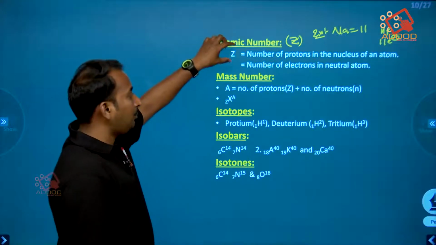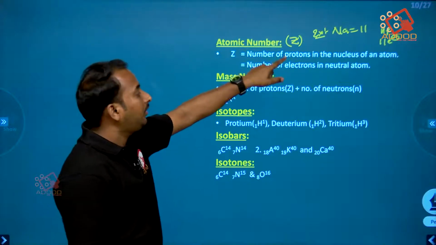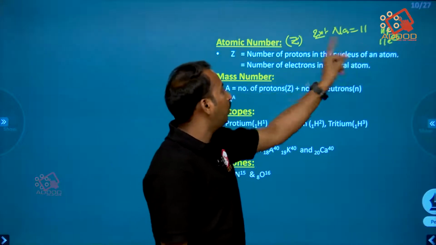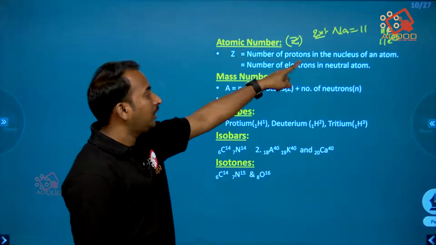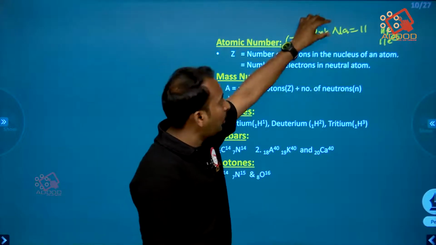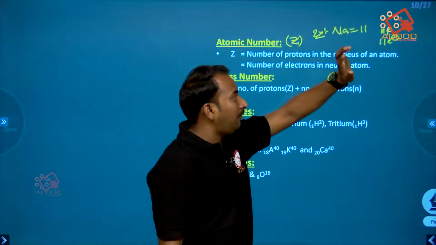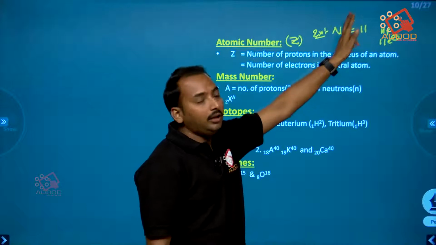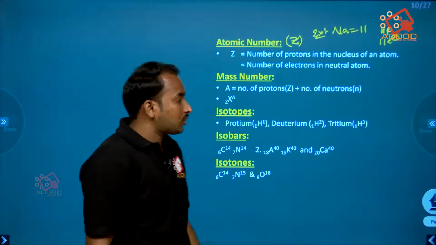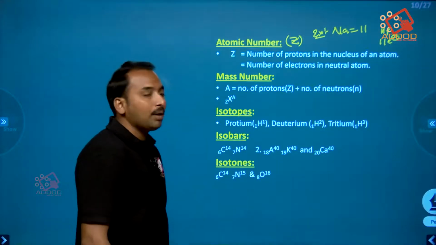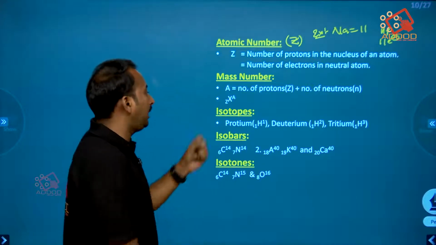So what is meant by atomic number? The number of protons in the nucleus of an atom, or the number of electrons in the neutral atom. So sodium has atomic number 11, so 11 protons and it has 11 electrons. And next, we go to the mass number. So the mass number is denoted by the capital A.